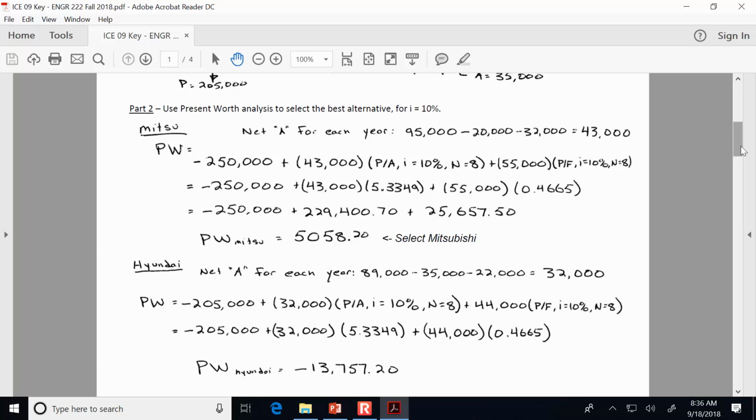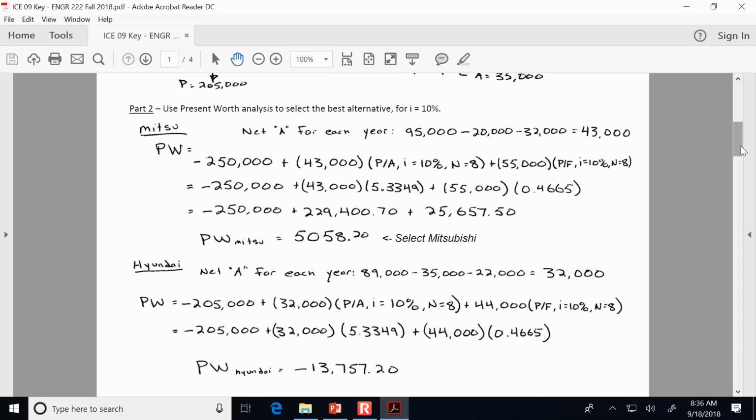And then the third component of taking this cash flow diagram, all of it to the present, is that single amount. The $55,000 in the Mitsubishi versus the $44,000 in the case of the Hyundai. So I discount that to year 0, doing P/F. There's just one of them, so it's not an annual series, it's a future amount. And I use n equals 8.